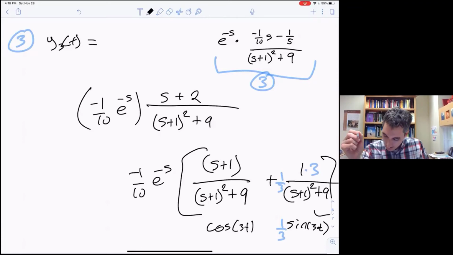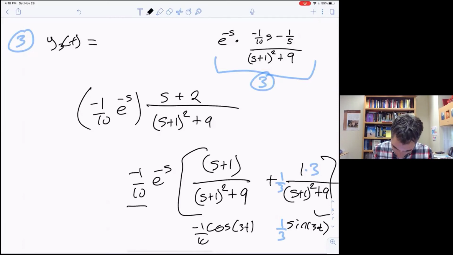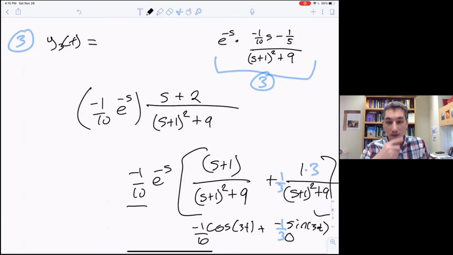And then what else do we need? Oh, okay, we got a negative 1/10, so that's fine. We'll just multiply by negative 1/10. So that becomes negative 1 over 30, I guess. And then e to the minus s. So when you have an e to the minus s, you're going to have to shift it over, in this case, 1 second, and then turn it on at t equals 1.